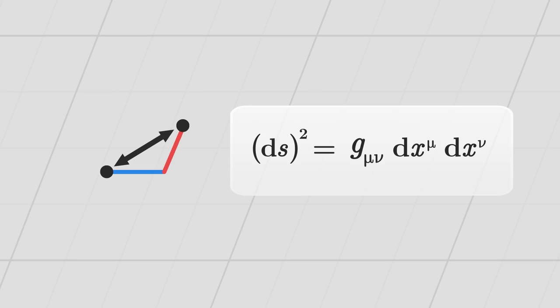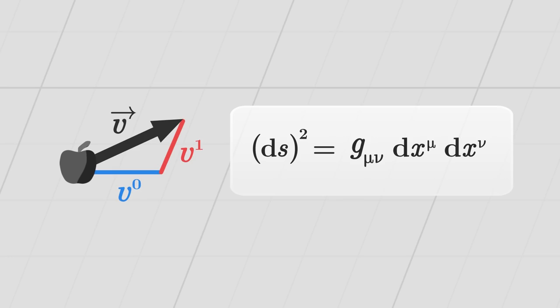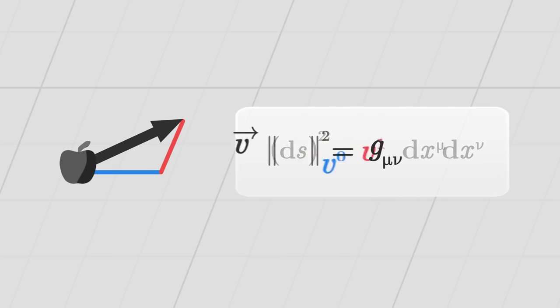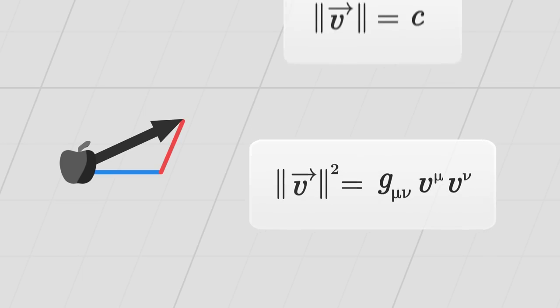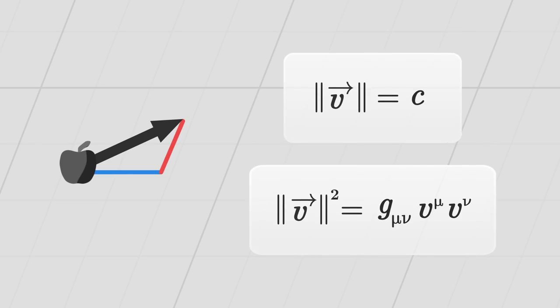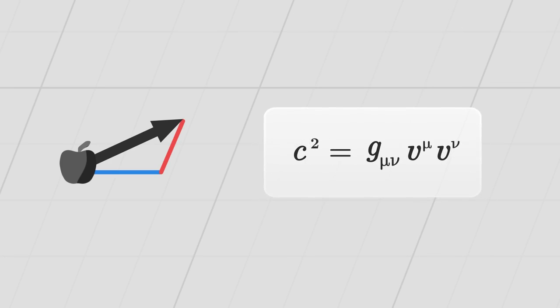This formula in particular allows us to express the norm of the velocity vector. To do this, we replace the coordinate differences by the components of the vector. Bearing in mind that the norm of the velocity is always the speed of light, we can write a more precise version of this equation.